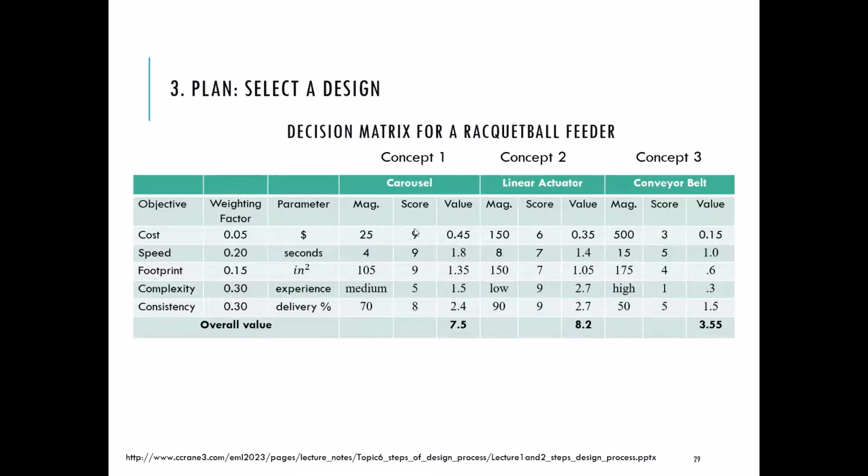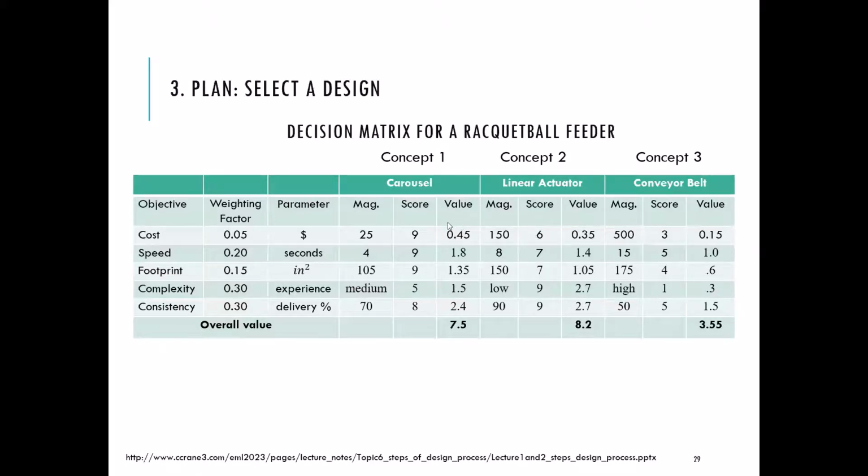From there, you're going to assign them a score. So for example, the carousel was the cheapest one at $25. So we gave it a score of 9, and this is out of 10. Okay. The linear actuator was the second cheapest, so we gave it a score of 6, and then the conveyor belt was the most expensive at $500, so it got a score of 3.